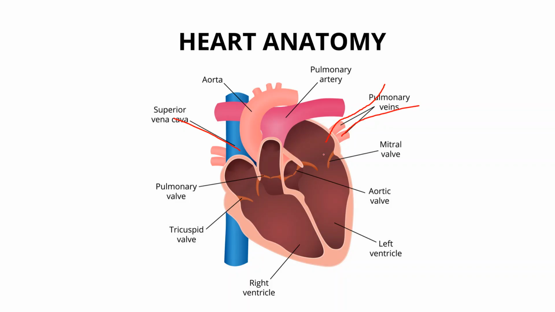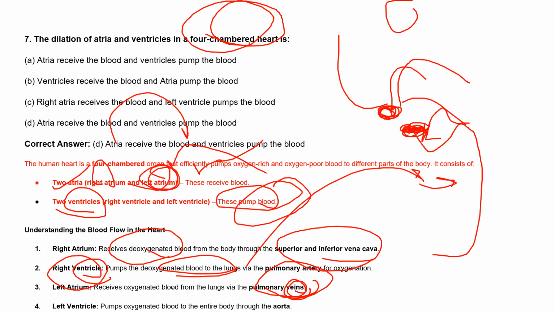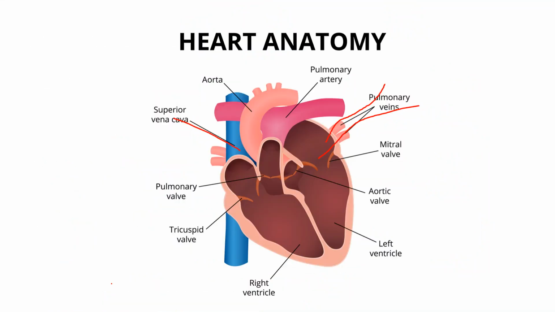Through the pulmonary veins, the oxygenated blood comes to the left atrium, and then it goes to the left ventricle. The mitral valve is present here, and it prevents the backflow of the blood. Here also is the tricuspid valve, which is made up of three cusps, so that's why we call it the tricuspid valve. It also prevents the backflow of the blood.